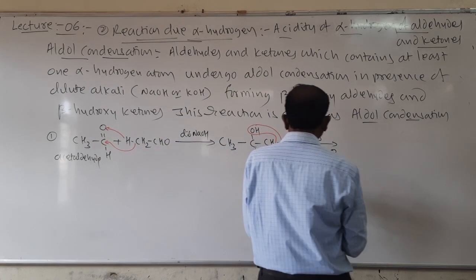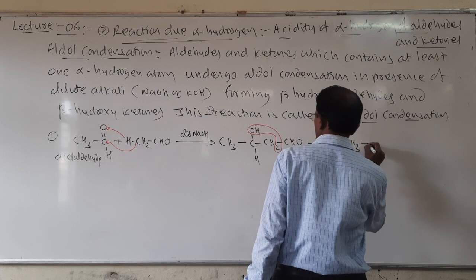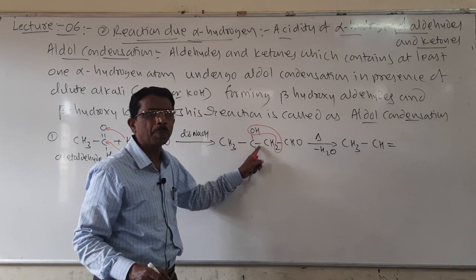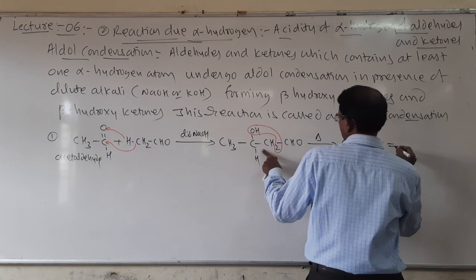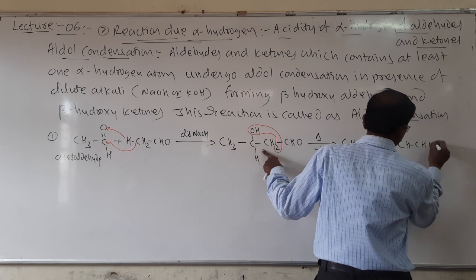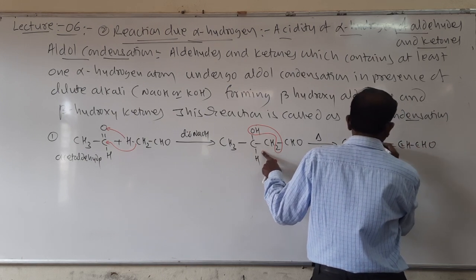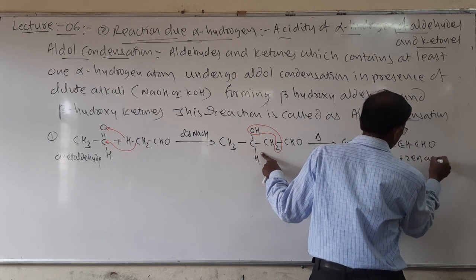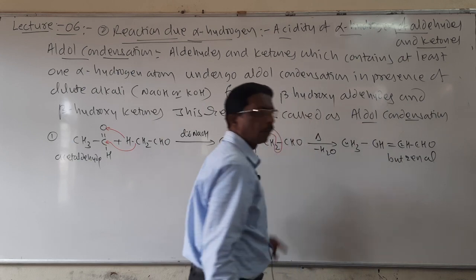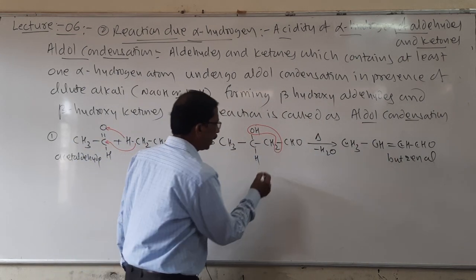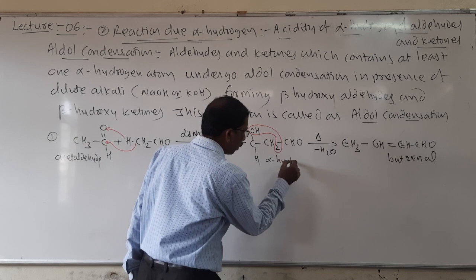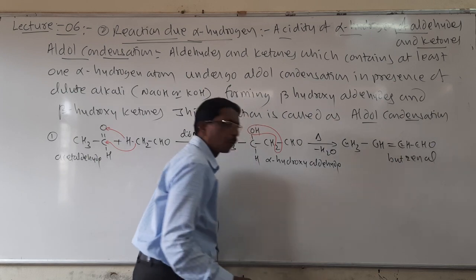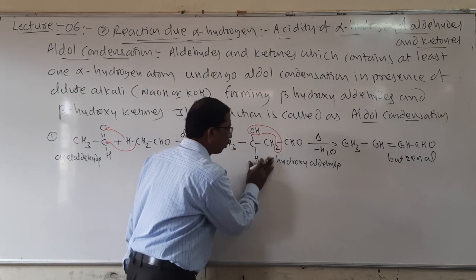So when water is removed, it forms CH3CH=CHCHO. Here OH is removed and hydrogen is removed and a double bond occurs here. Then CH=CHCHO is called 1, 2, 3, 4, but-2-en-al. Look here, students, this is called a beta hydroxy aldehyde.